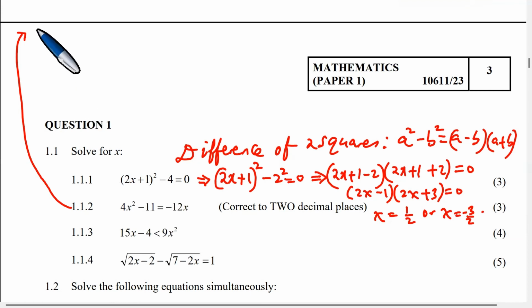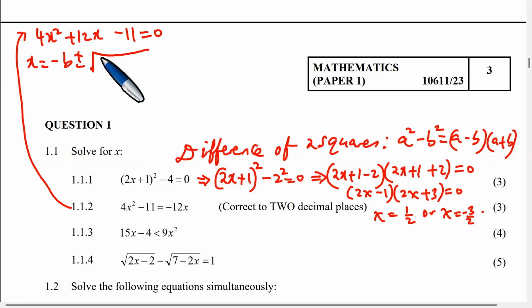Right, so the quadratic can be rewritten as 4x squared plus 12. We transpose the minus 12 to the other side, making it plus. Minus 11 equals 0. Solving this, we have x equals minus b plus or minus the square root of b squared minus 4ac all over 2a. Minus b is going to be exactly minus 12. Because they said to correct two decimal places, it means we need to use the quadratic formula once they say this.